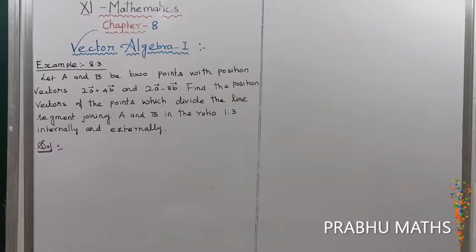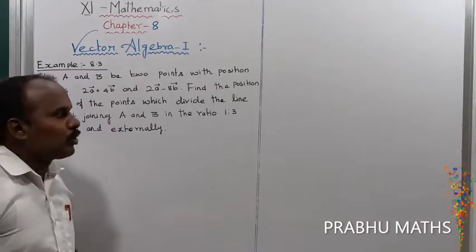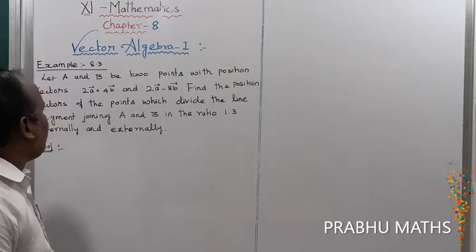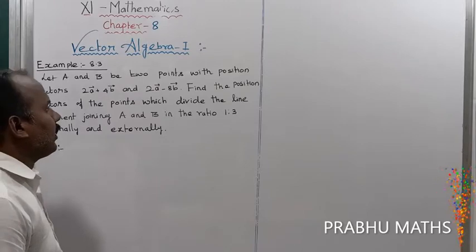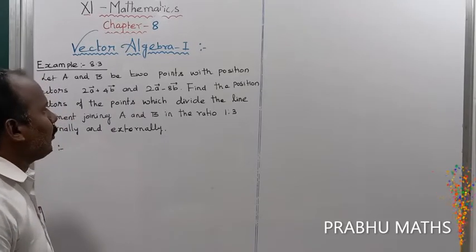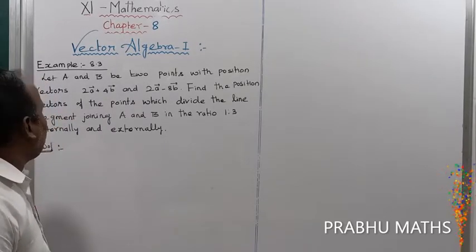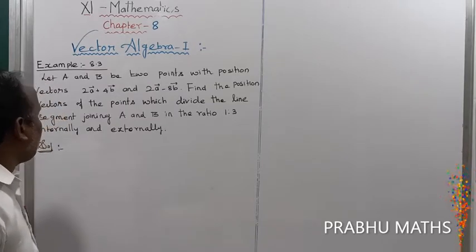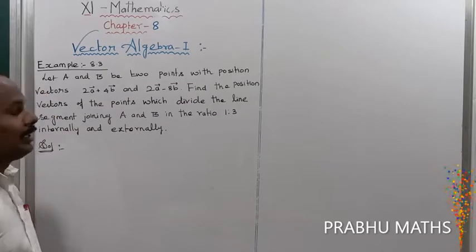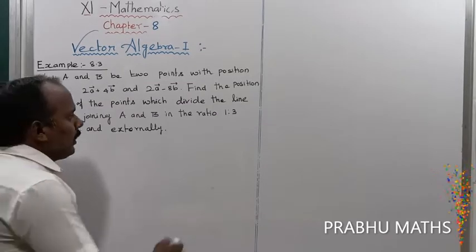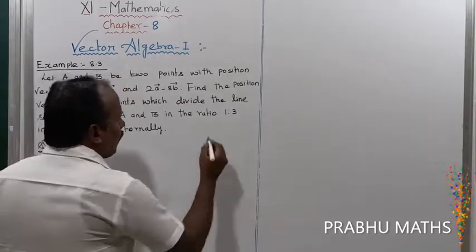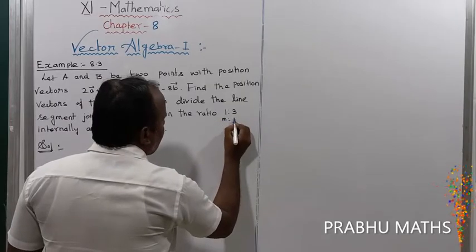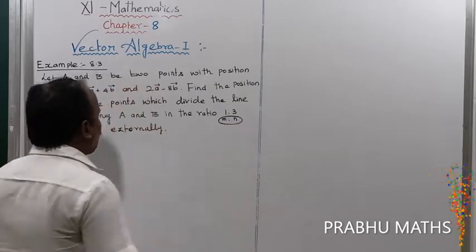Example 8.3. Let A and B be two points with the position vectors 2a vector plus 4b vector and 2a vector minus 8b vector. Find the position vector of the points which divide the line segment joining A and B in the ratio 1:3. That is the ratio m:n.